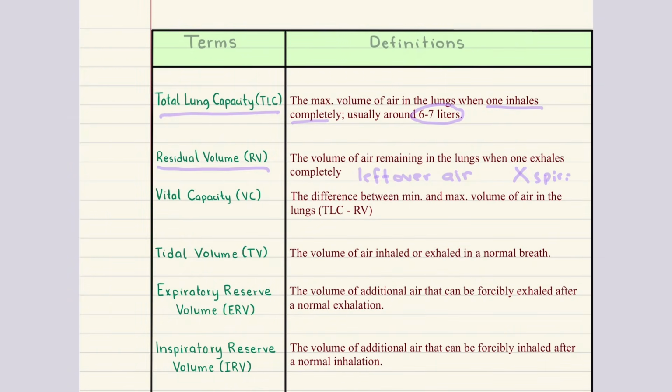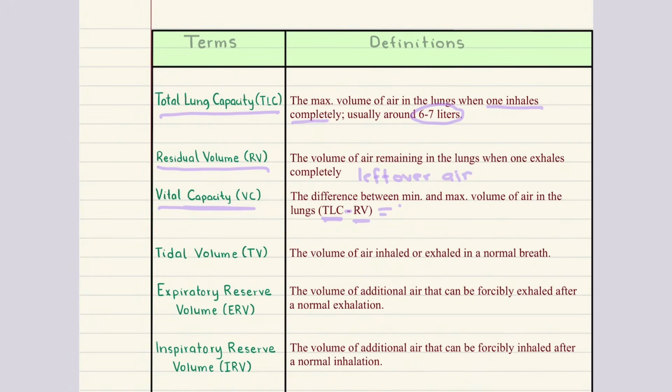Then we have vital capacity, or VC. This is the difference between the maximum and minimum lung volumes. In other words, it's the total amount of air that you can move in and out of your lungs. Mathematically, vital capacity is equal to total lung capacity minus residual volume.